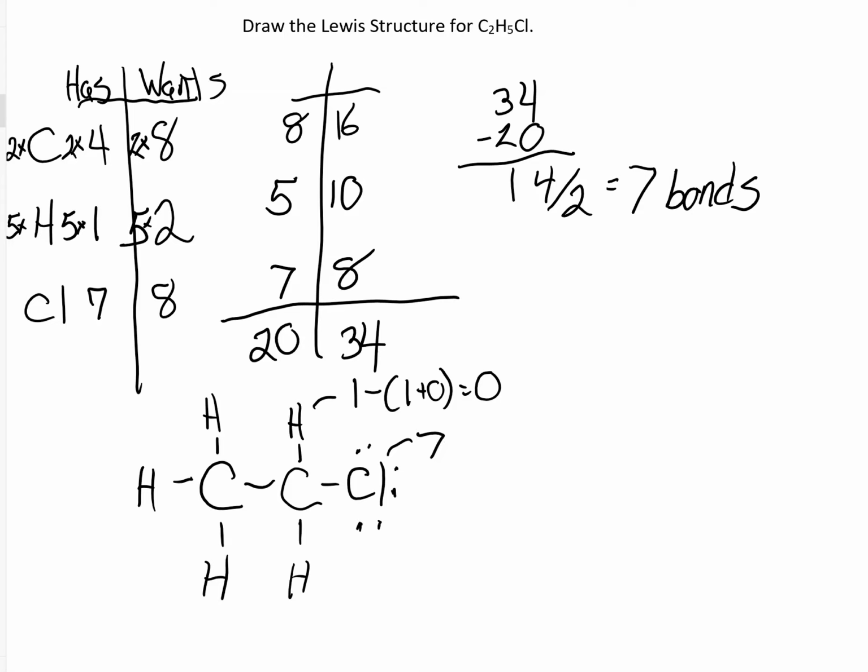Chlorine normally has 7 valence electrons. It's got 1 bond. It's got 6 remaining electrons, so it has a formal charge of 0. Finally, we've got carbon, which normally has 4 electrons. And in this case, each carbon has 4 bonds with no remaining electrons, so it has a formal charge of 0. So we've got a Lewis structure here which is satisfied. All the atoms have no formal charge.